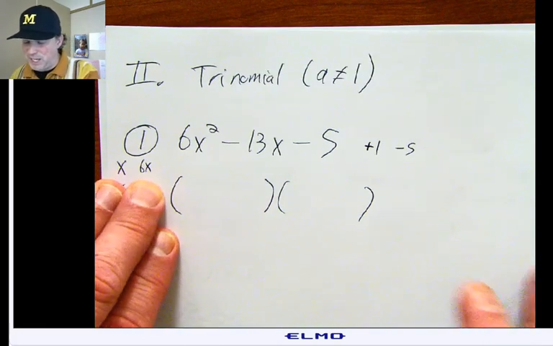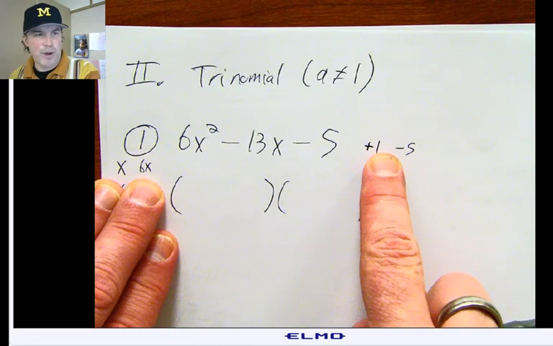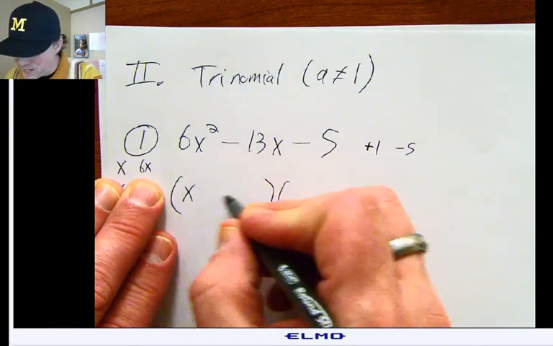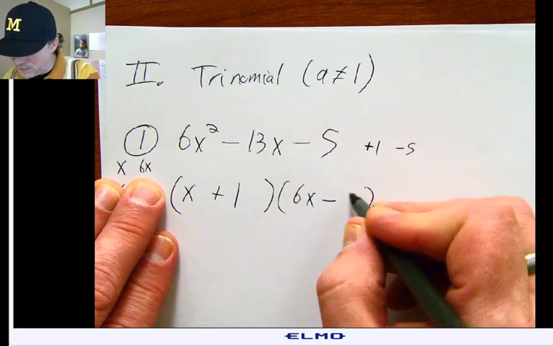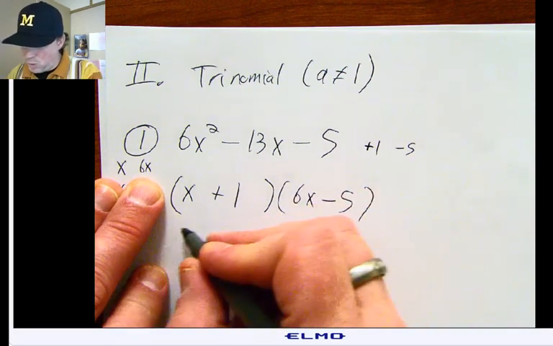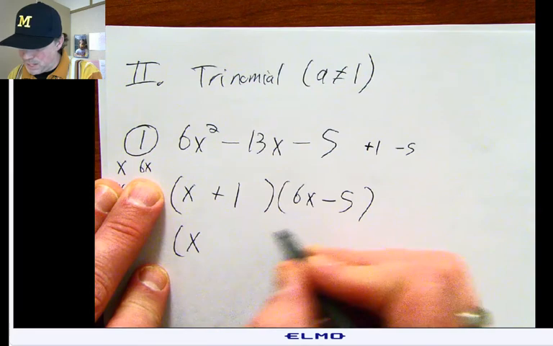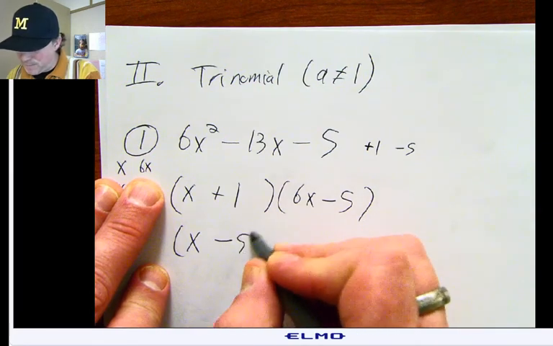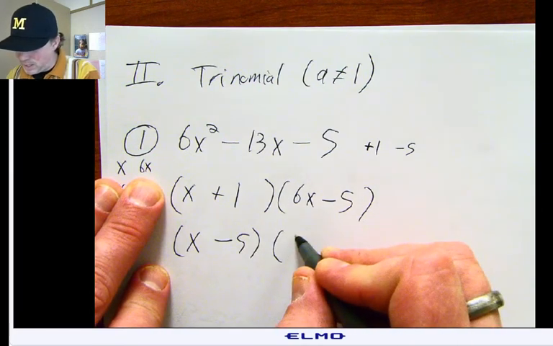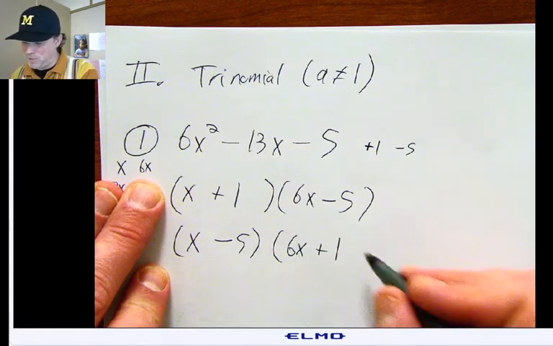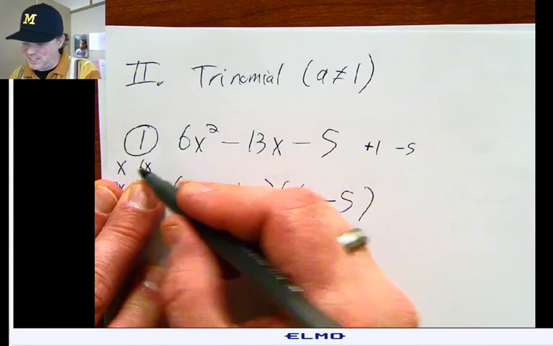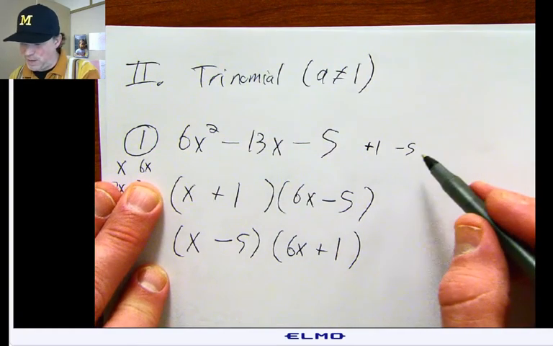maybe x and 6x lines up with 1 and negative 5. So maybe it would be x plus 1 and 6x minus 5. Or maybe it'd be the other way around. So it would be x minus 5 and 6x plus 1. Those are the two ways that x and 6x could match up with 1 and negative 5.